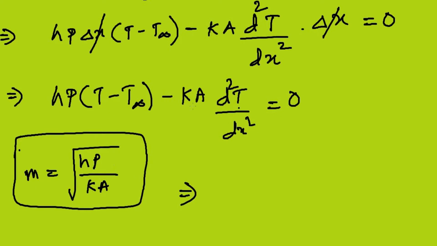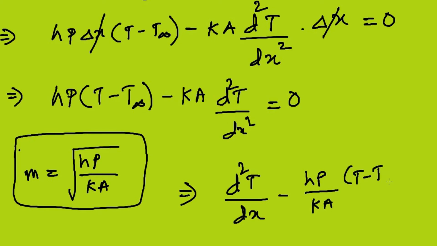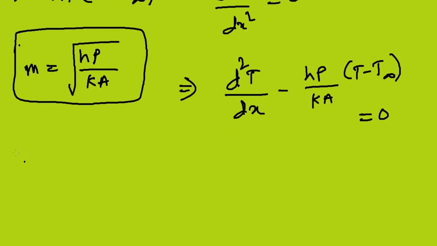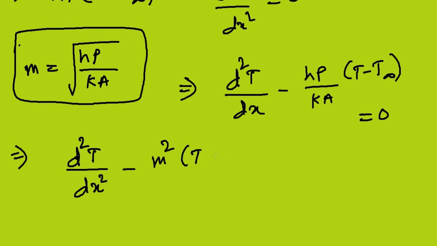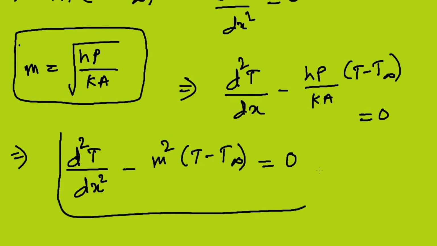So now I arrange this a little bit more. What I get is d²T/dx², and if I take this kA to the bottom, it becomes minus hP by kA times (T minus T infinity), equal to 0. So what I can write over here is d²T/dx² minus m² times (T minus T infinity) equals 0. This is the expression that I have.